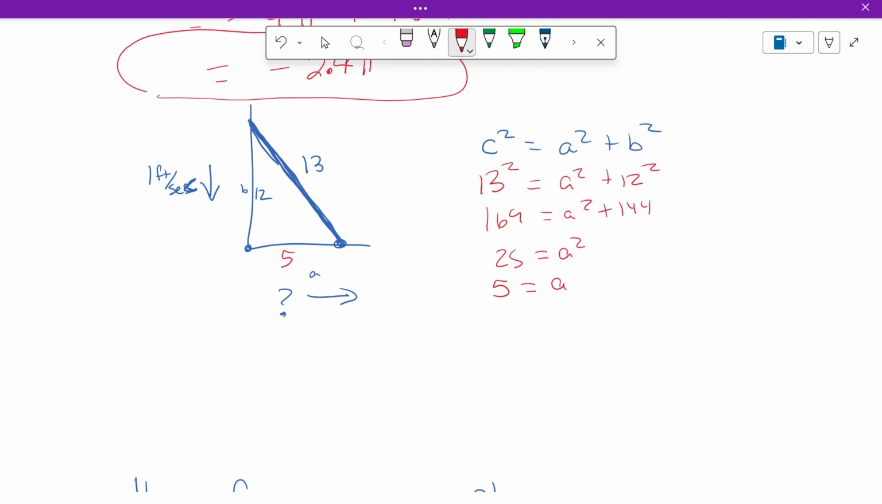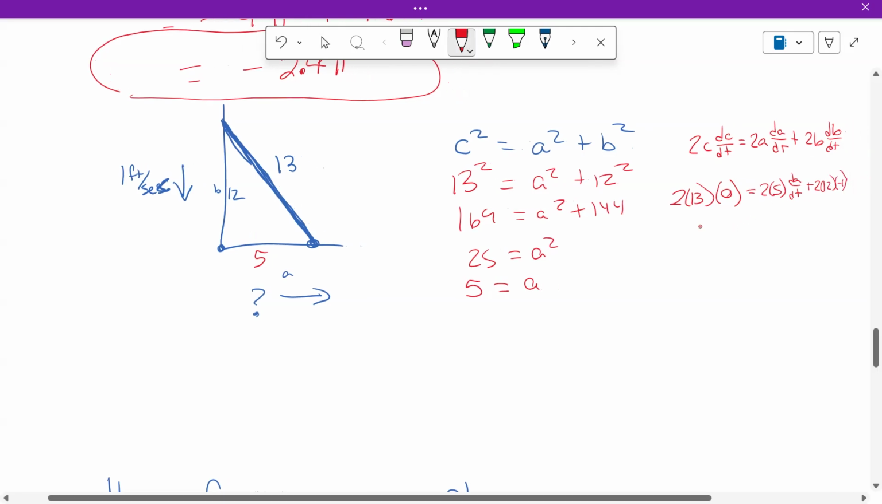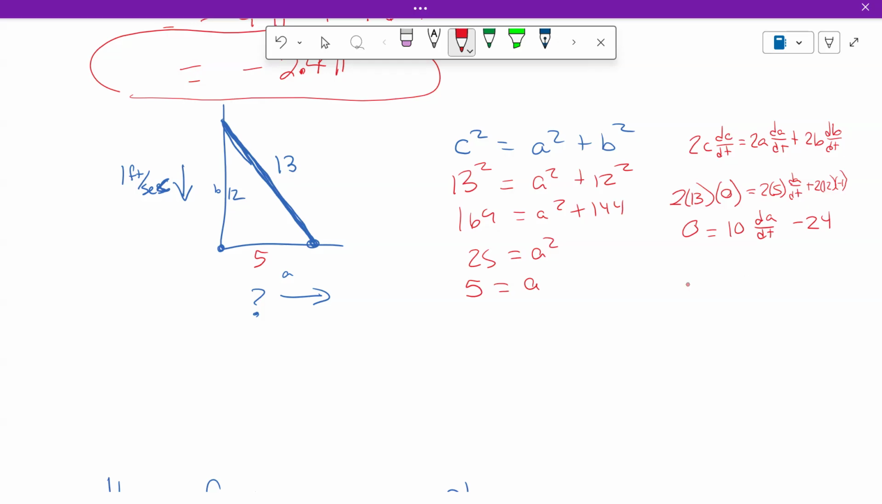Now what do we do? First derivative: 2c dc/dt equals 2a dA/dt plus 2b dB/dt. So 2 times 13, what's dc/dt? 0, because the ladder is not changing in length, equals 2 times 5 times dA/dt, that's what we're looking for, plus 2 times 12 times negative 1. So 0 equals 10 dA/dt minus 24. Move the 24 over. Divide by 10. dA/dt at that exact moment is 2.4 feet per second.